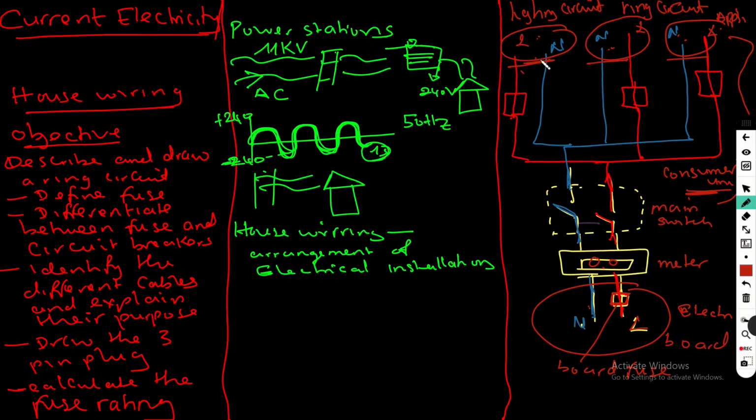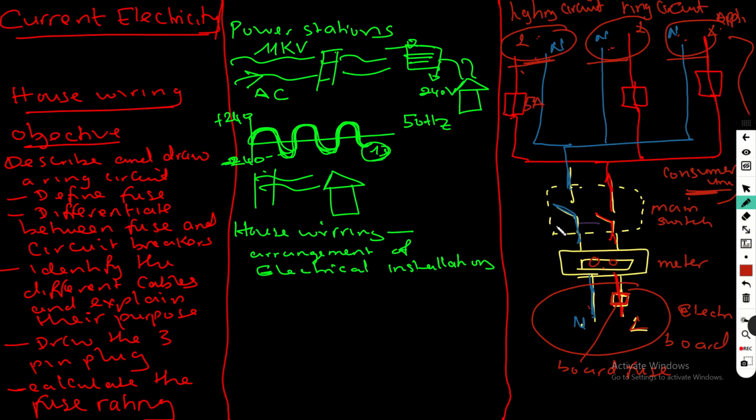So the lighting circuit, as you see here, is a low current circuit that connects bulbs in parallel in a house, so that if one bulb fades, the other can continue shining, and they are protected by a 5 ampere fuse, which is this.